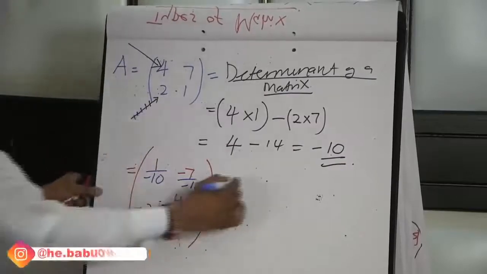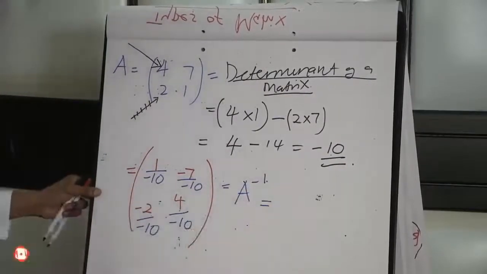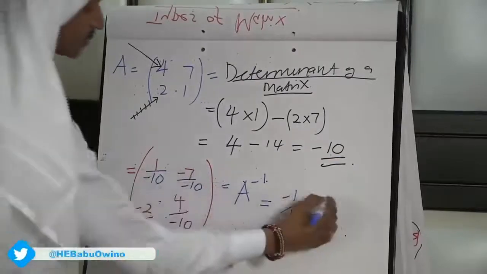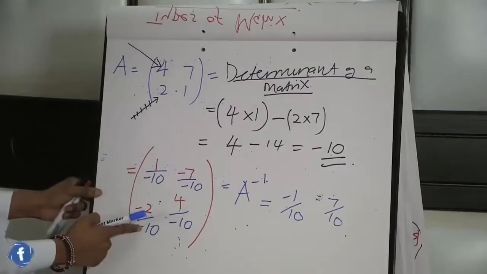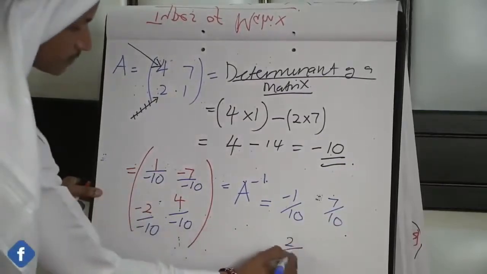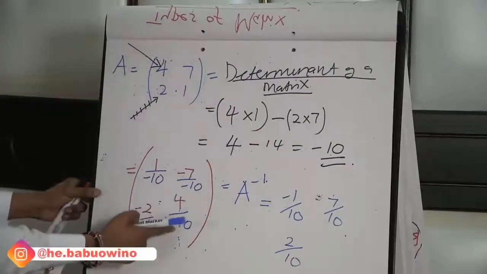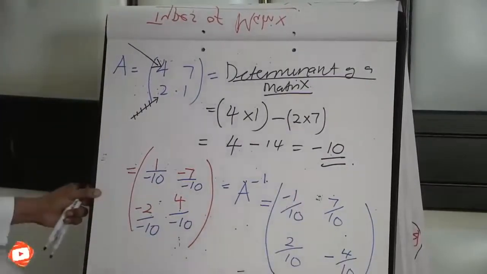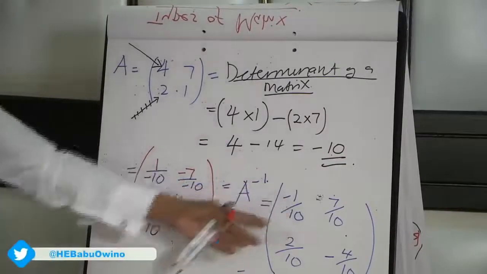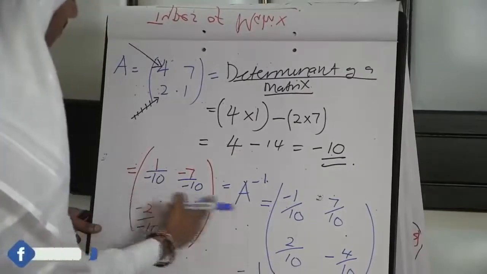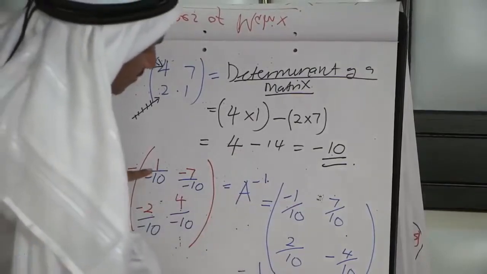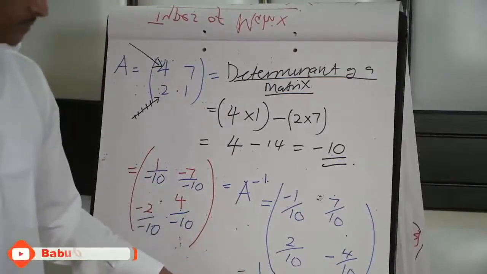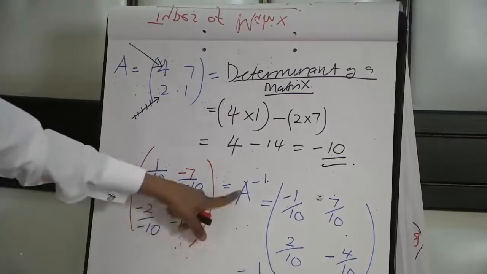Therefore, the inverse of A is written as A inverse. What do you get? Minus 1 over 10. Minus divided by minus is plus, so this becomes 7 over 10. Minus and minus becomes positive, therefore this becomes 2 over 10. Then positive 4 divided by minus 10, you get minus 4 over 10. So this is the inverse, which can also be written by factoring 1 over 10 outside, and you remain with minus 1, 7, 2, minus 4. Therefore, the inverse of a matrix is 1 over the determinant of this matrix times the adjusted matrix. You get the inverse of A.